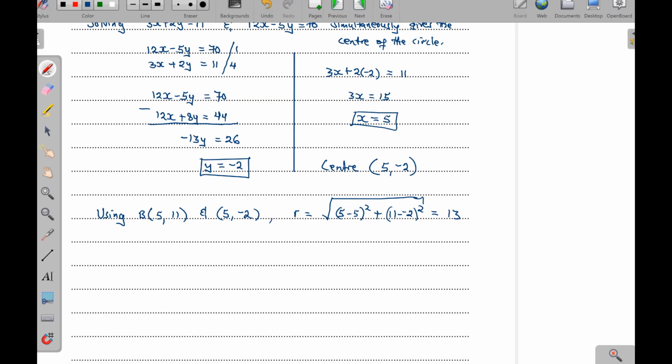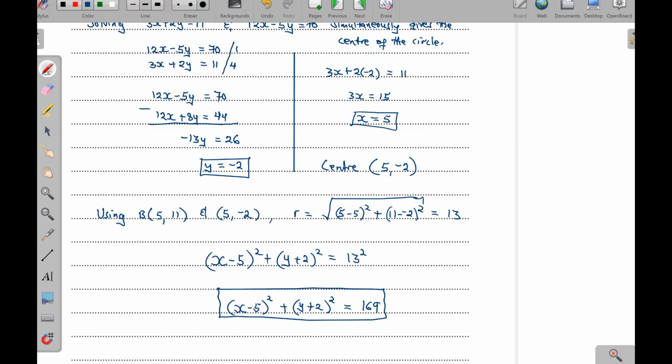Then what else do we get here? The equation of the circle is going to be x minus the 5 here, squared, then plus y minus 2, so it will be a plus 2, squared, which is equal to 13 squared. So our final answer becomes x minus 5 squared, plus y plus 2 squared, which is equal to 169. This becomes the answer.